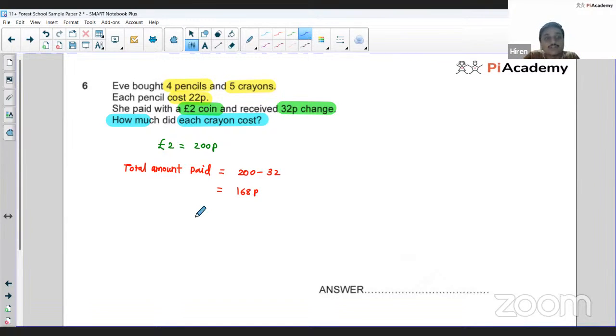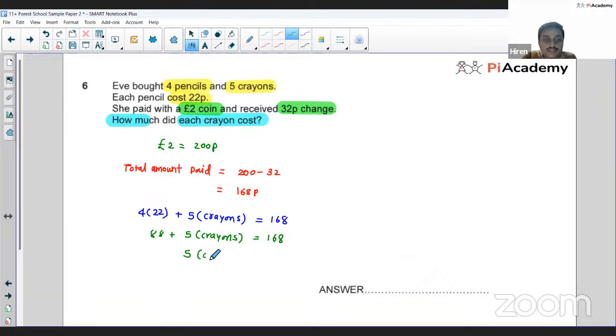So this is how much you are paying, right? Now in this, you are buying 4 pencils and 5 crayons, right? So each pencil costs 22p, right? And now you are buying the 5 crayons as well, right? So let's say I'm writing just here, crayons, okay? This is equals to 168, okay? So from here, it's very easy. 4 times 22, that is 88, right? So 5 crayons, that is equals to how much? 88 plus this, right? And that is equals to what? 168.